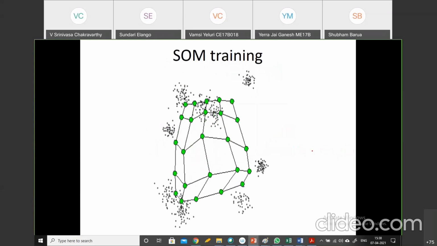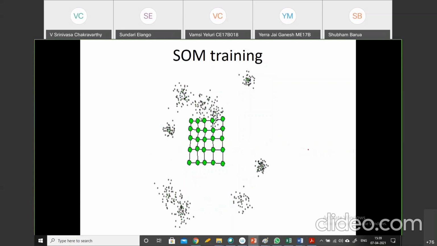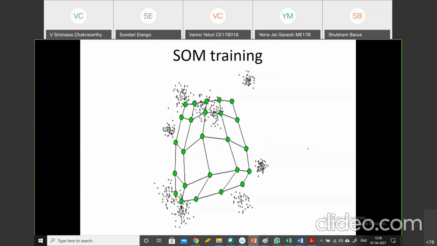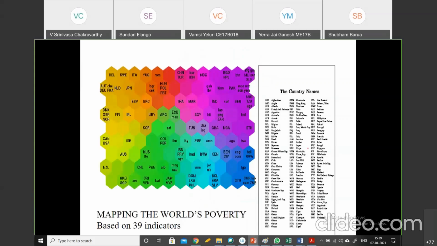So you can see how this kind of map can form and develop and cover a bunch of input stimuli or input patterns coming from the input space. You can use these kinds of maps as a visualization tool for visualizing high dimensional data. In this example, the map shows a picture of the world's poverty of various nations based on 39 indicators. So you take 39 dimensional vectors that represent various indices of poverty.